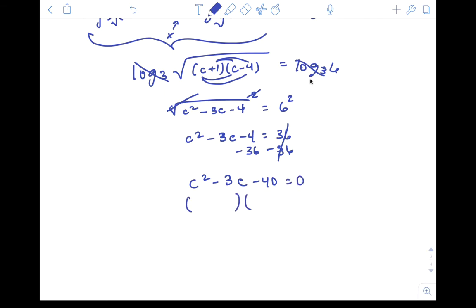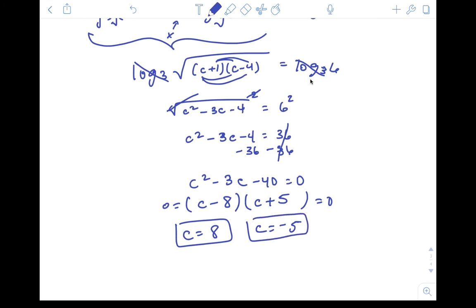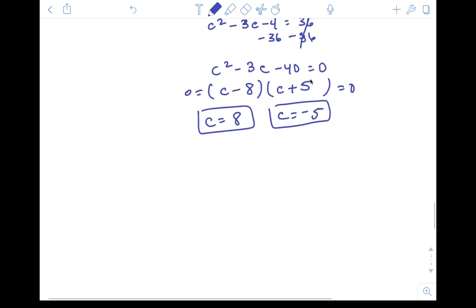The factors of 40, negative, that give you negative 3. A negative 8 and a positive 5 would FOIL back out to get that negative 3 in the middle and that negative 40 on the end. So then when I set these each equal to 0, I'm going to add 8 and subtract 5. So I've got c equals 8 and c equals negative 5. Let's check them.